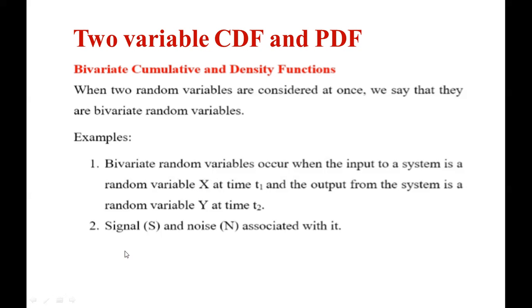Then second example, in a communication system, we have a signal and a noise associated with it. That is an example of a bivariate random variable.